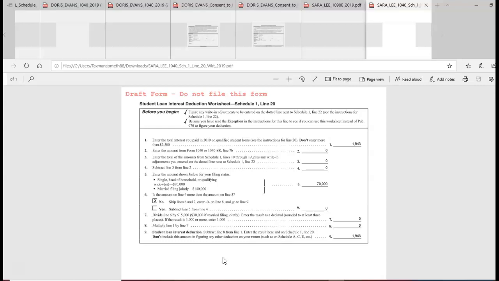A lot of times the worksheets generate on their own based on the information you put in the software. But when you're learning how to do them by hand with my course, you get to learn about the worksheets and how to fill them out.